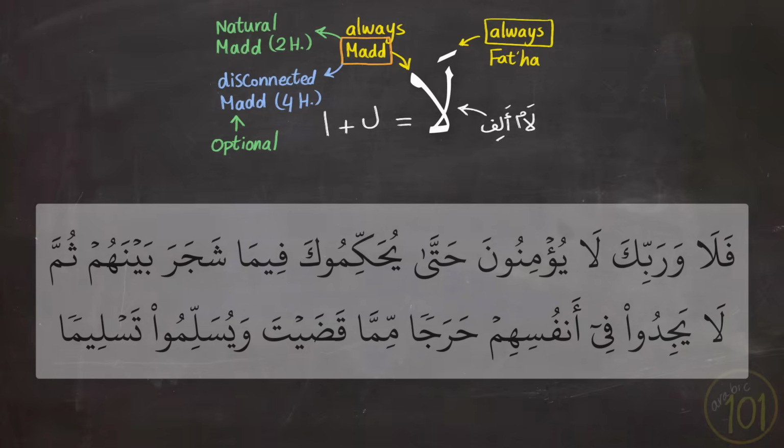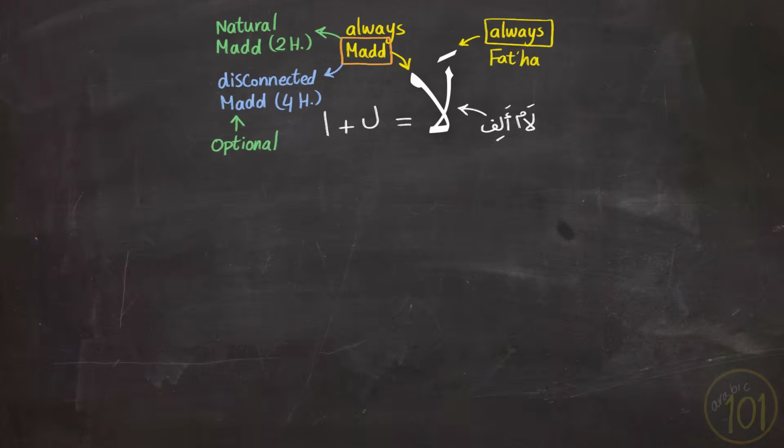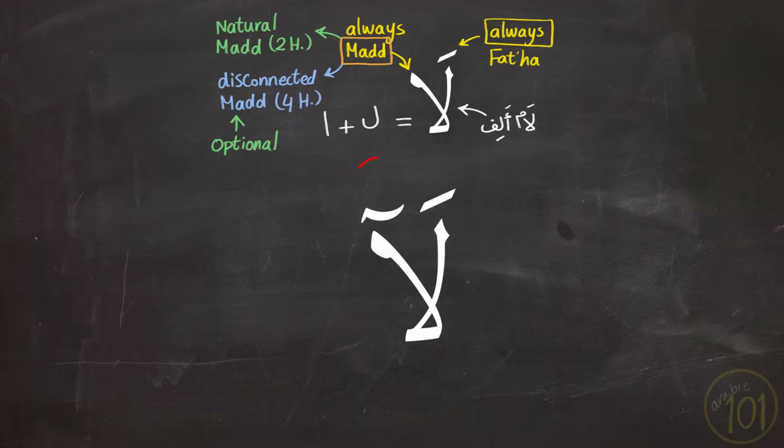تسليما. And this is what it looks and sounds like when the Lam Alif is followed by a Hamza. There will be a disconnected med of 4 counts, which you may or may not extend, like in this example.